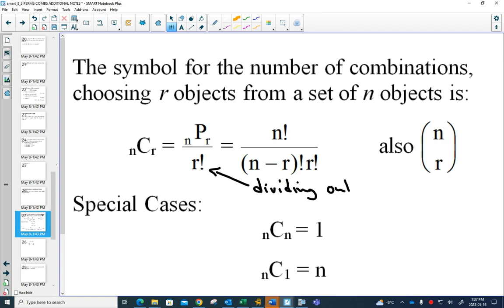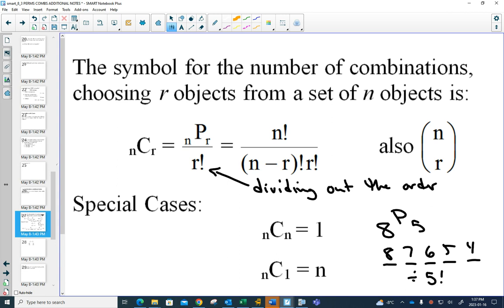dividing out the order. So if I have 8P5, that's like 5 spaces, 1, 2, 3, 4, 5, where the order matters: 8, 7, 6, 5, 4. If I then divide this by 5 factorial, then all of the ones that have the same numbers in different order would all get taken out, and your 5, no matter what the order, would be considered the same.